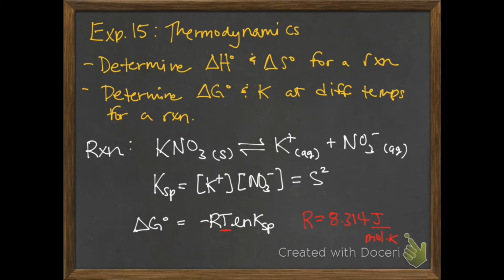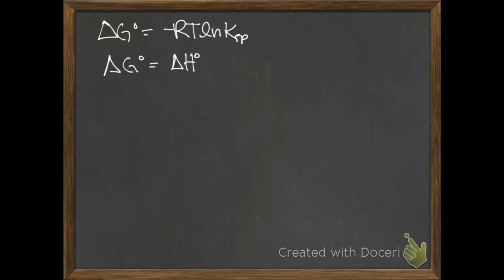But we also want to calculate ΔH° and ΔS° for this reaction, and these are temperature independent. And so we actually have two equations for ΔG°. The one that I just wrote up on the last slide, ΔG° is negative RT ln of K, or in this case Ksp. But we also know that ΔG° is equal to ΔH° minus TΔS°. So we can see those variables, those thermodynamic properties, in that equation we want to solve for.